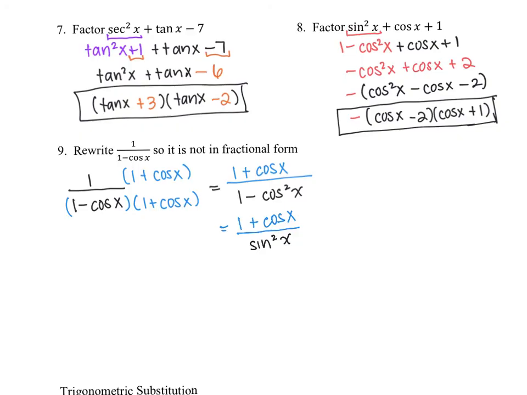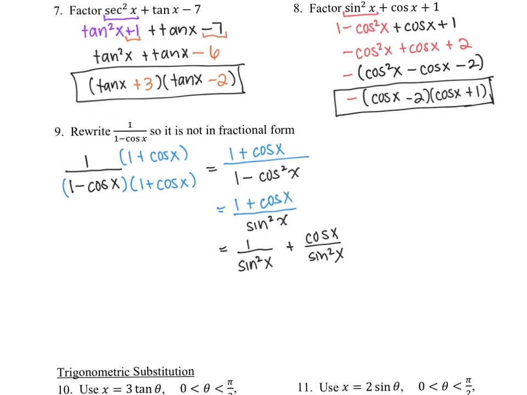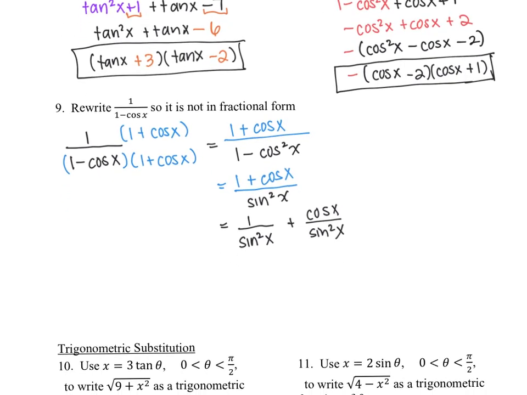Okay, now what am I trying to do? I'm trying to rewrite this in non-fractional form, but it does not say it has to be a single term like when I'm simplifying. So I'm going to split this up, and then I'm going to work with it. Let's see, 1 over sine squared x is cosecant squared x. So my fraction's gone there, which is great.